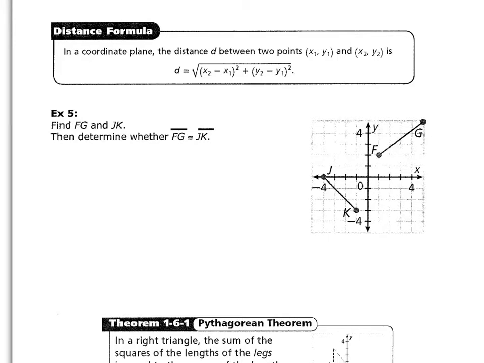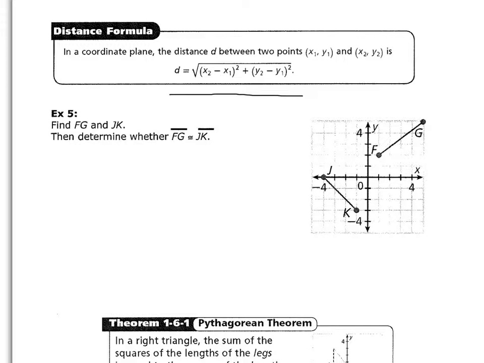Hey, today we're going to talk about the distance formula. Basically, what the distance formula is, when you're in a coordinate plane, you're finding the distance between 2 points. So this would be your formula: d equals the square root of (x2 minus x1) squared plus (y2 minus y1) squared.